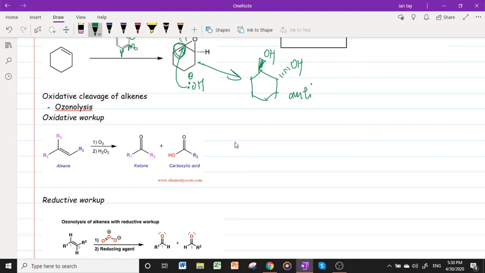And so we have two options over here. One is a reductive workup. So in the presence of a reducing agent, for example, zinc is an example of a reducing agent that can be used in this case, the ketone will always form, right? But in this case, you'll form an aldehyde instead of a carboxylic acid. But if you use an oxidative workup, say you use H2O2, which is one example of an oxidizing agent, you'll form the ketone. Instead of forming the aldehyde, what will you form? You will form the carboxylic acid.